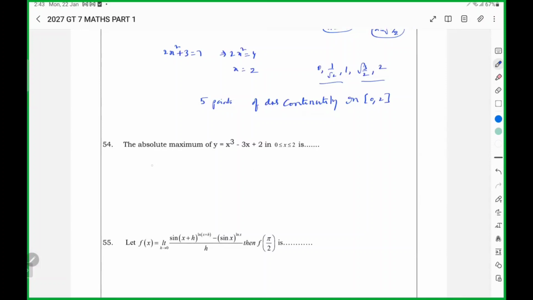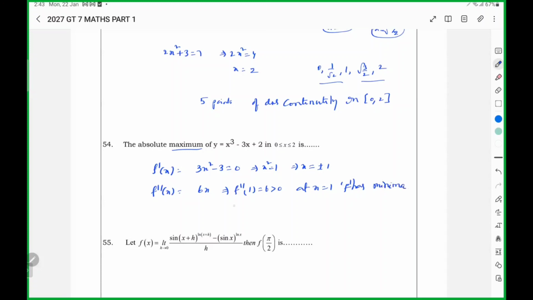Here, for finding maxima, f dash x equated to 0. f double dash x you take, we get 6x. f double dash 1 is positive, f attains minimum. f double dash minus 1, so that at x equal to minus 1, f has maximum.